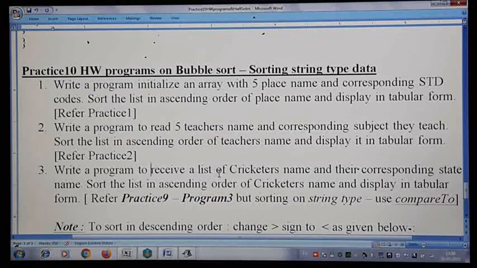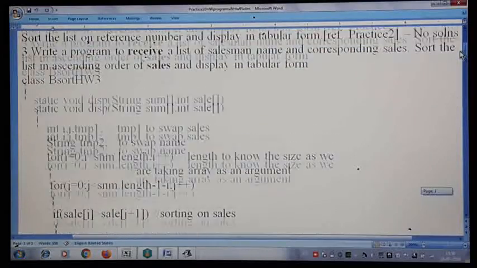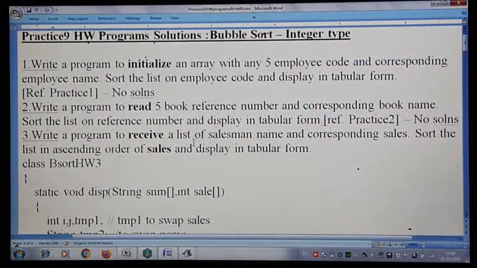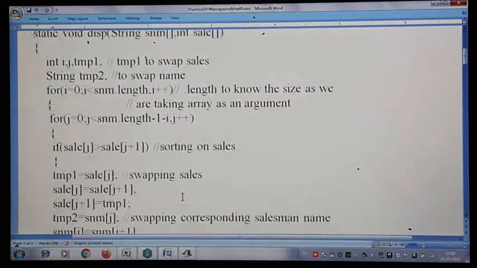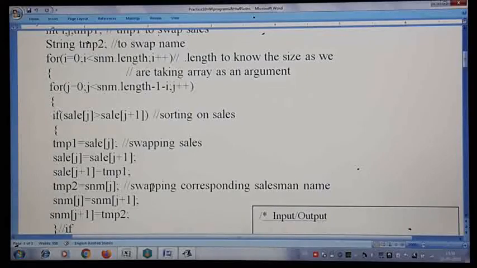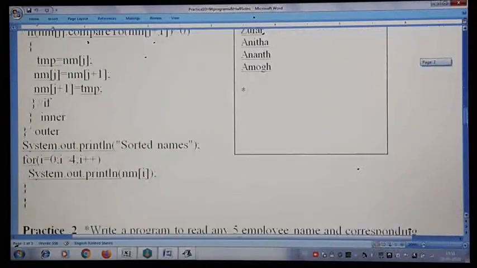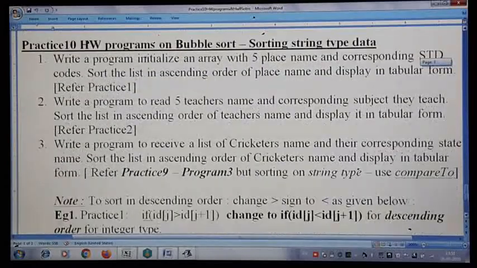For the third question, receiving, how to take an array as an argument, I just said. See, that's what I have written here: Practice 9, program 3. That is in this PDF file only. So how do you take it as an argument? Here it is of type integer. But for the homework question I have given you today, take care for string type.